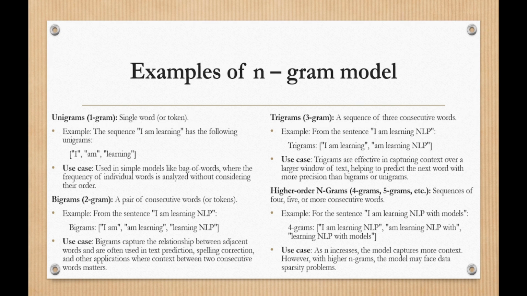Higher order n-grams, 4-grams, 5-grams, etc. These are groups of 4, 5 or more words together. For example, in the sentence, I am learning NLP with models, the 4-grams are: I am learning NLP, am learning NLP with, learning NLP with models. As the number of words in a group gets bigger, the model can guess more correctly with the context. But it can also get harder because there are fewer examples of longer word groups in the data.